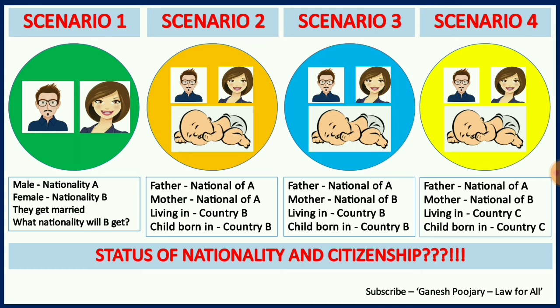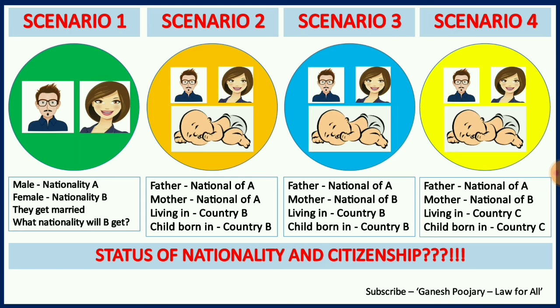In scenario 4, father is having nationality of A, mother is having nationality of B, and they both are living in country C. Now if the child is born in country C, what nationality will the child get? Whether it is the father's nationality or the mother's nationality, or under Jus Soli whether it will get the nationality of country C, or it will get double nationality, or will it end in statelessness. Now I am using a lot of double nationality and statelessness. No worries, I am going to make one independent video for that concept also, but all of these questions you need to have in your mind.